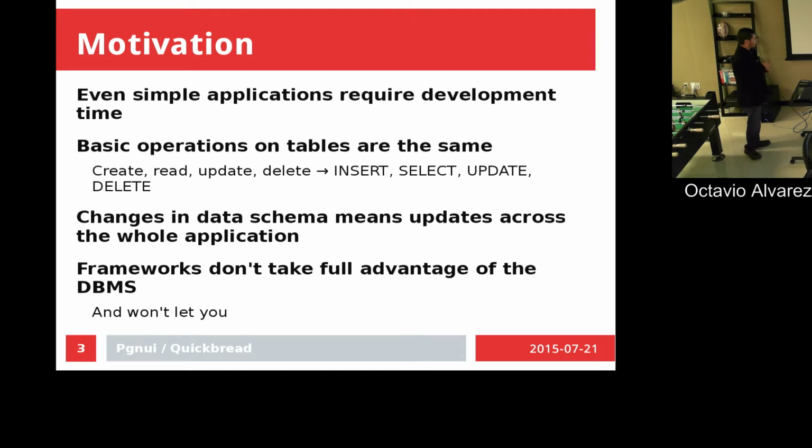And finally, and that's what I think is the most important one, is that currently frameworks don't take full advantage of that database system. And worst of all, they won't let you. So sometimes, what if you want to do a particular subquery or use a CTE or something, and the framework doesn't know, because frameworks want to be able to switch from DBMS to DBMS. They have to use some kind of common denominator between all of them.